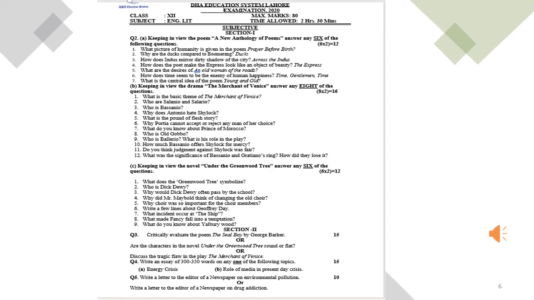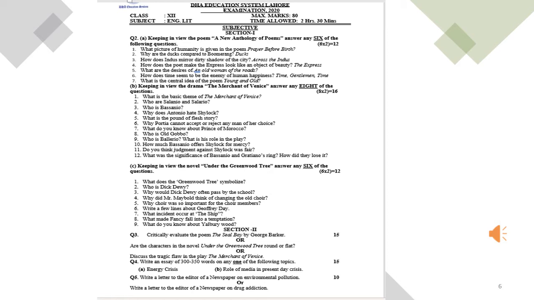It carries 7 questions, 2 marks each. So you are supposed to attempt any 6 questions. Select those questions which you can answer the best. Similarly, question 2 part B carries 12 questions from the drama or play The Merchant of Venice. You are supposed to attempt 8 short questions out of 12.